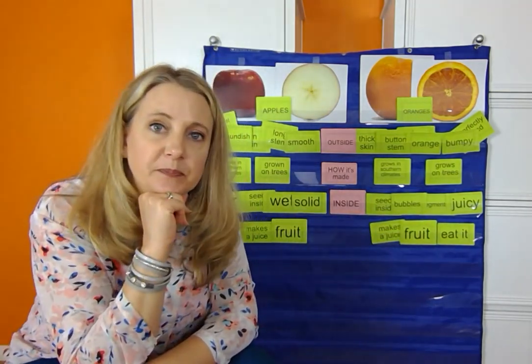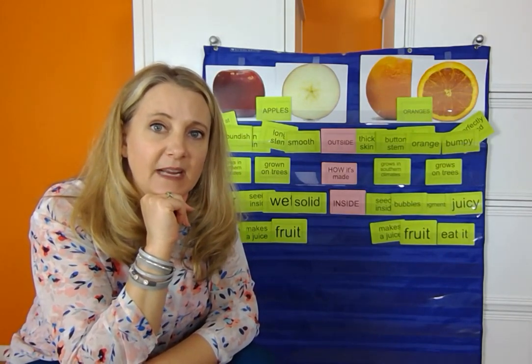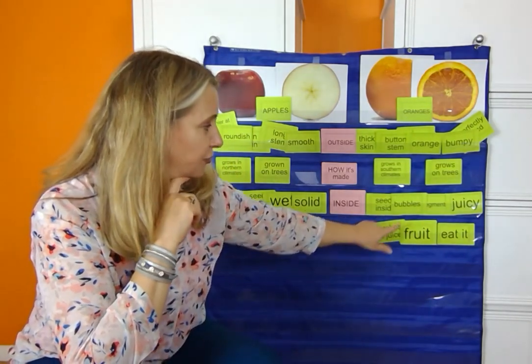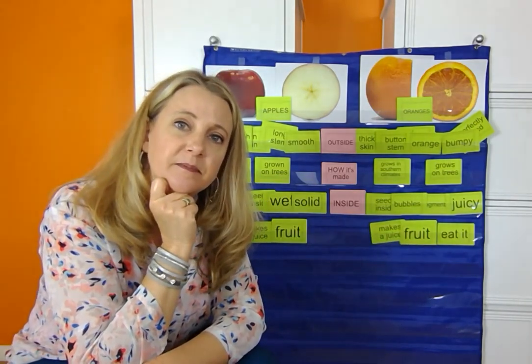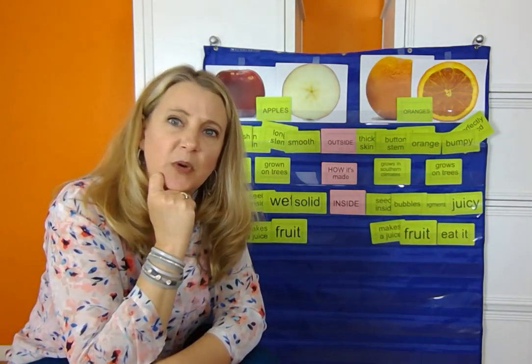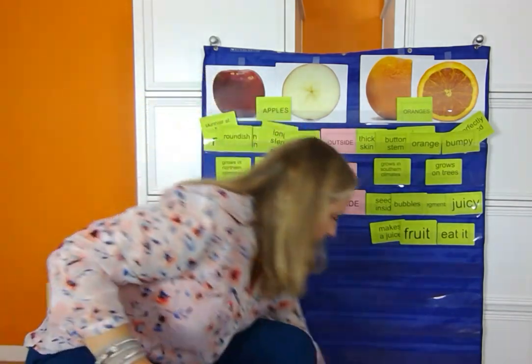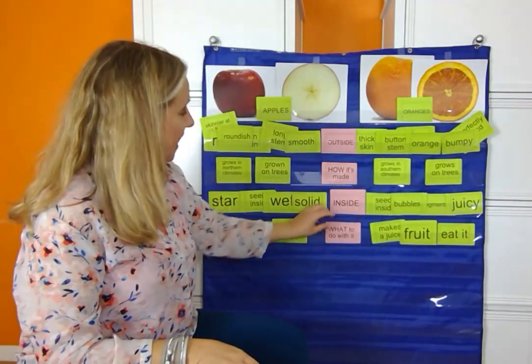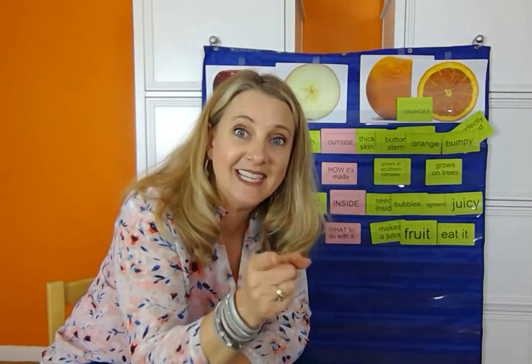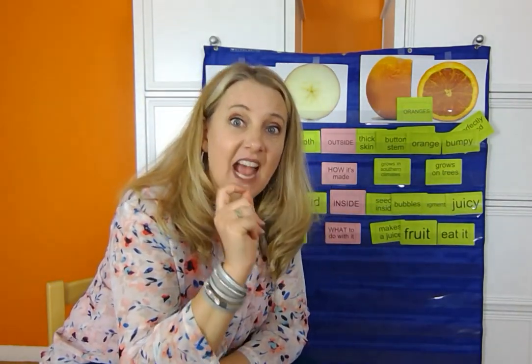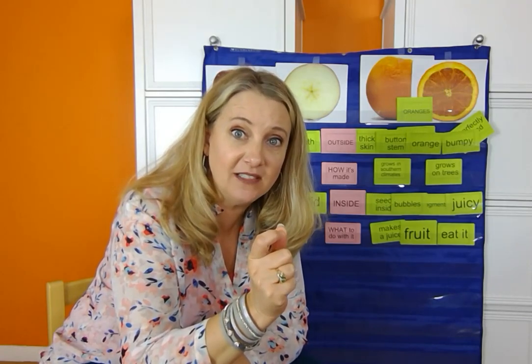Now we need a label. What do you think we ought to label it? It makes a juice. It's fruit, like our food groups, and you eat it. It's what you do with it? Okay. What you do with an actual apple. Okay, guys. So what we did today was the other steps in that process.